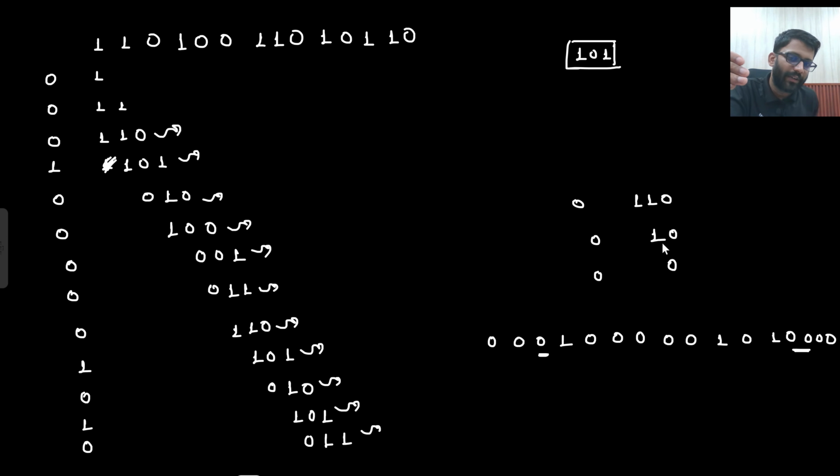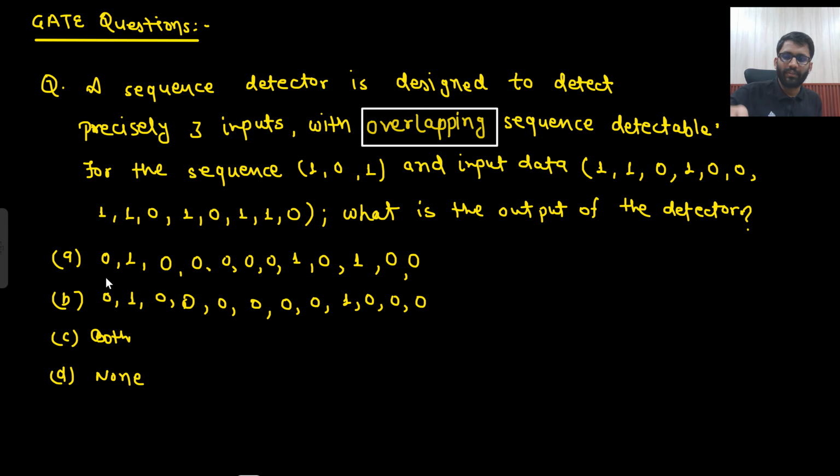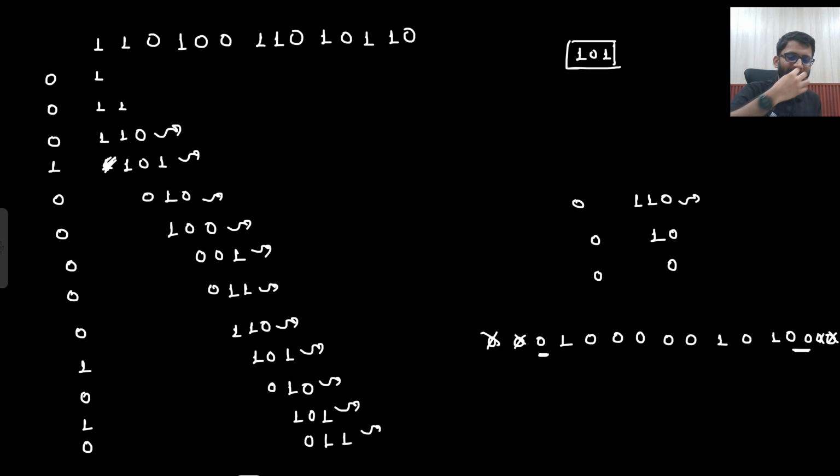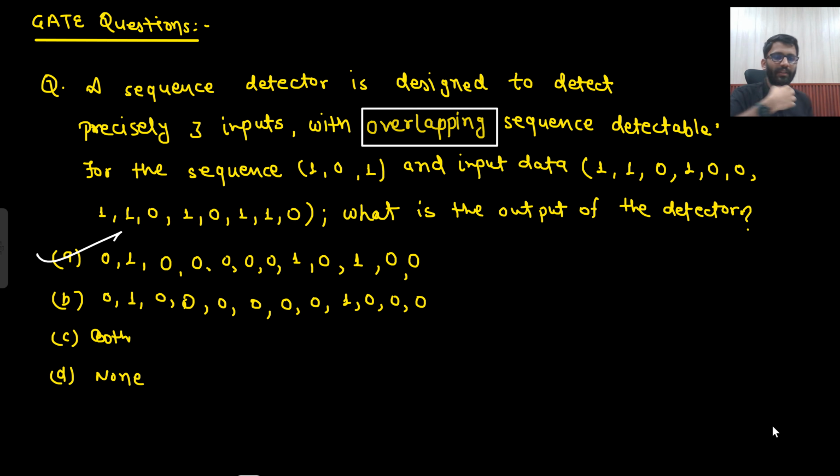So usually this is what they can do. Only these outputs, they are not considering these two 0s. So this 0 and this 0 they are not considering, and this 0 and this 0 they are not considering. So 0 1, then 5 times 0, 0 1, then 5 times 0, then 1 0 1, and then 2 times 0. So that's the output you are getting. So this is option A.